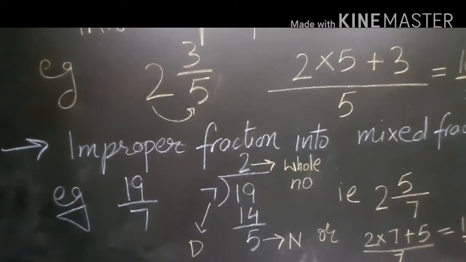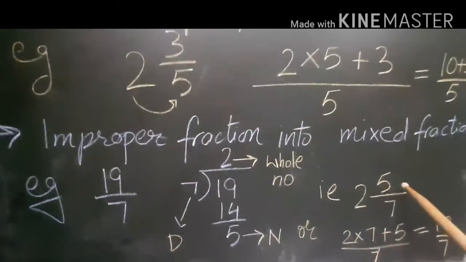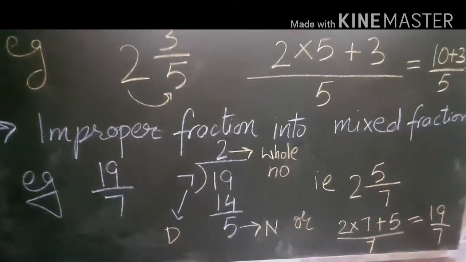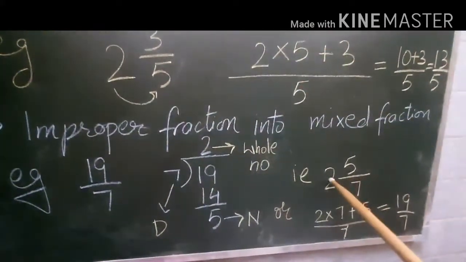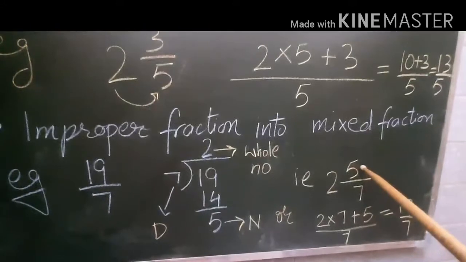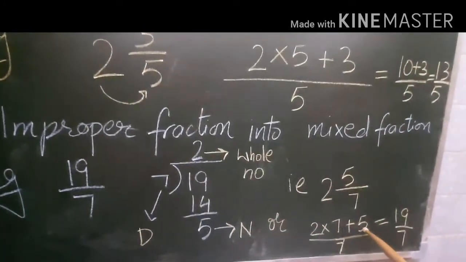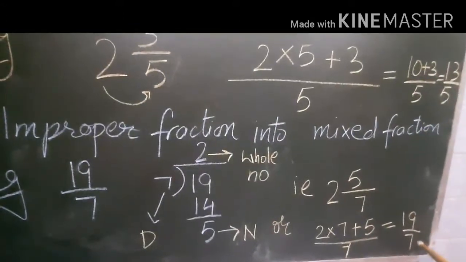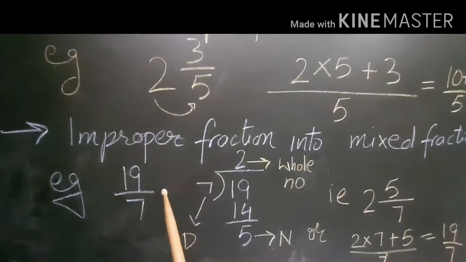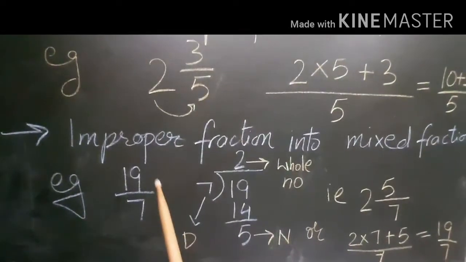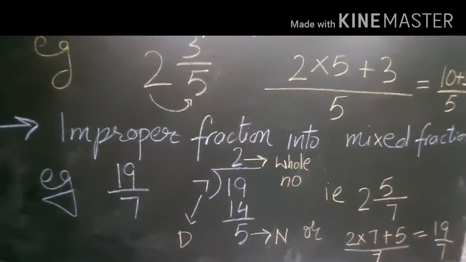2 5/7. If you want to check whether it is correct, or whether you put the numbers in the right place, what to do? The same way, multiply these two numbers and then add. Now I check it. 2 sevens are 14 plus 5 gives you 19, and the denominator is 7, which is the same as our improper fraction. In this way you can convert an improper fraction into a mixed fraction.